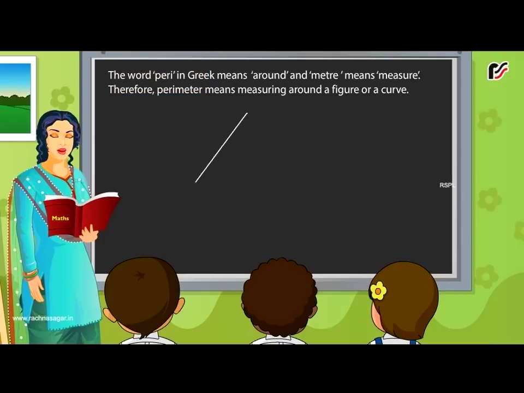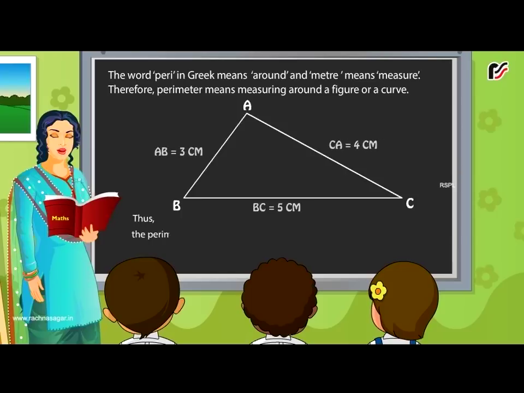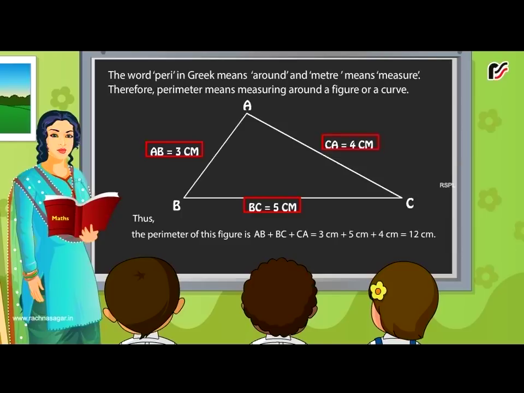Look at the figure I have drawn on the board. If we start from A, move along AB, then BC, and then CA, we reach back the starting point A. Only in a closed figure it is possible. Thus, the perimeter of this figure is AB plus BC plus CA is equal to 3 cm plus 5 cm plus 4 cm is equal to 12 cm.